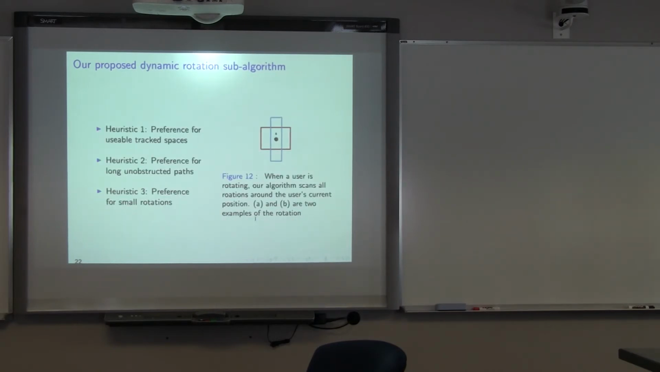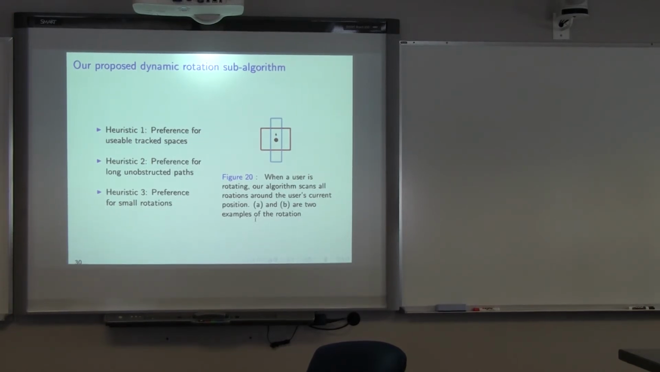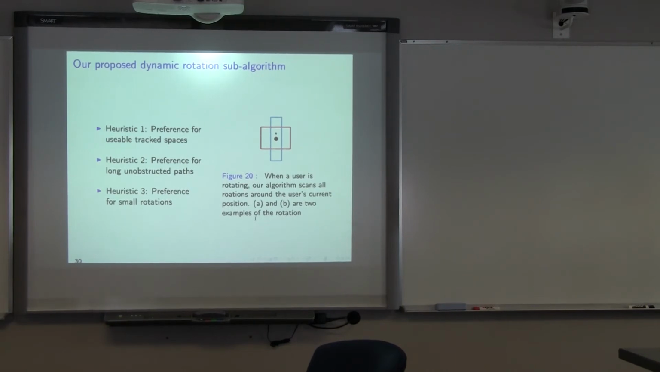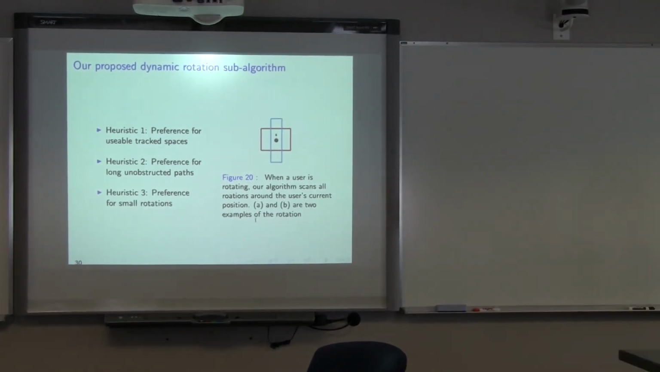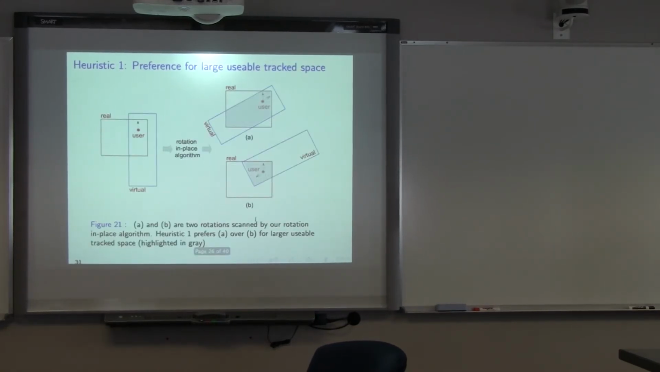When our algorithm detects the user's movement is a pure rotation, we scan all the rotations around the user along his turning direction, like this. We want to look for a good rotation for the user to walk in the real world, and we use three heuristics to evaluate those rotations.